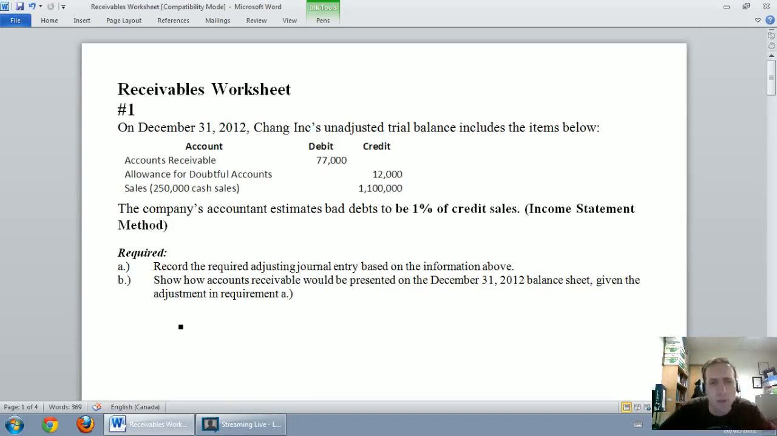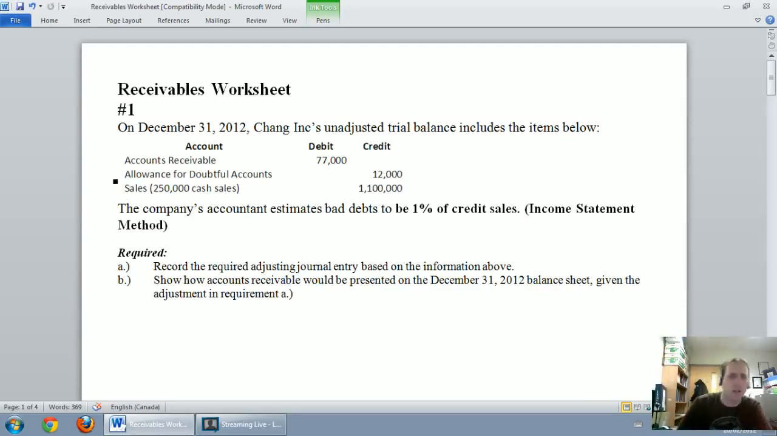Okay, so it says record the required adjusting journal entry based on the info above. Show how accounts receivable would be presented on the December 31st, 2012 balance sheet given the adjustment in requirement A. Okay, fair enough. We'll do all of that. So the first thing I want to figure out is, the company's accountant estimates bad debts to be 1% of credit sales. Well, what is 1% of credit sales? And I guess to start, I've got to know what credit sales are.